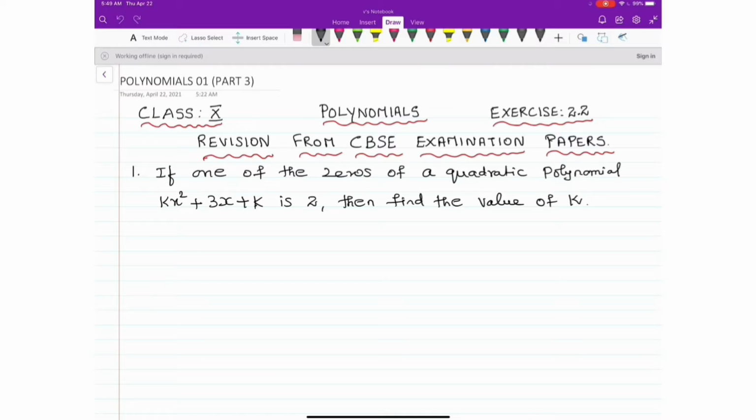Here we go. The first question goes like this. If one of the zeros of a quadratic polynomial kx square plus 3x plus k is 2, then find the value of k. Normally, questions of this nature will be asked for 1 mark. So, let us do it now. Solution.